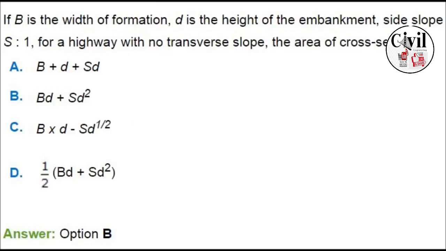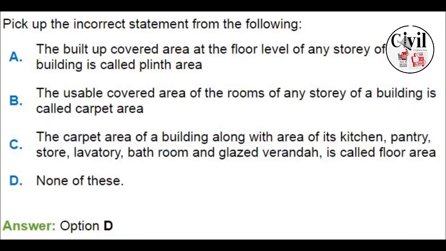If B is the width of the formation and D is the height of the embankment, side slope is S to 1. For the highway with no transverse slope, the area of cross-section is BD plus SD square. So B is the correct answer. Okay, so pick up the incorrect statement from the following. So no one is incorrect in our case, so D is the correct option in this case.